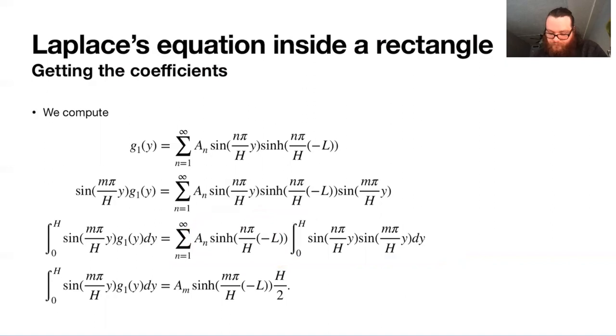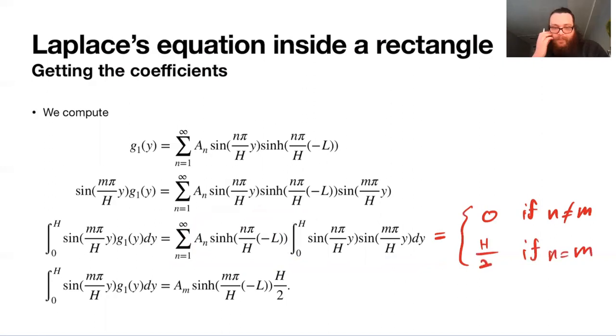But these integrals right here, these you should recognize, right? So these integrals are 0 if n and m are different. Otherwise, they're equal to h over 2 if n is equal to m. So as we look over the sum, start with n equals 1. Is it equal to m? Yes or no? Then the integral will be either 0 or h over 2.